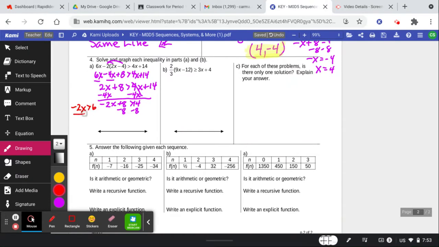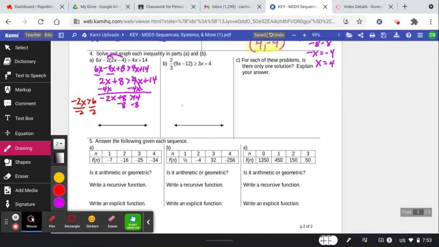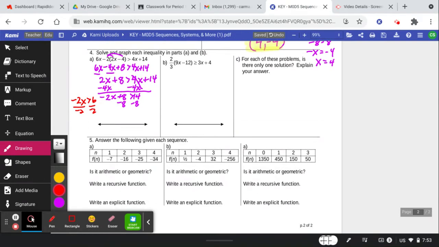So when we divide by a negative, this is kind of the big deal of inequalities. Do you remember what happens when you divide by a negative? This still becomes negative 3 over here, but the greater than is going to flip to a less than. So that's the big golden rule of inequalities that you're supposed to remember. When you divide or multiply by a negative, it flips your sign. So now we're going to go graph this.